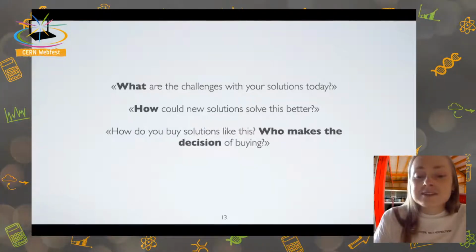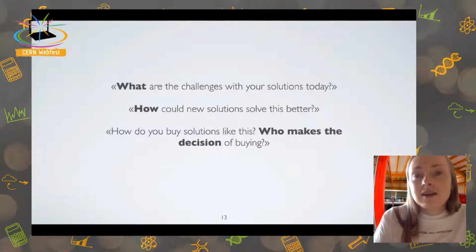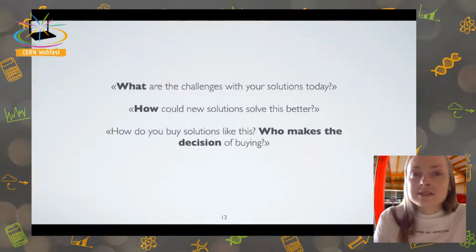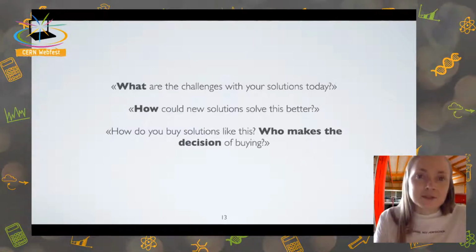Maybe they buy off tenders. Maybe they do these buying processes once per year if it's a large company. Or maybe there are some other processes that you should know of. It's good for you to know this early on so that you can plan for it.